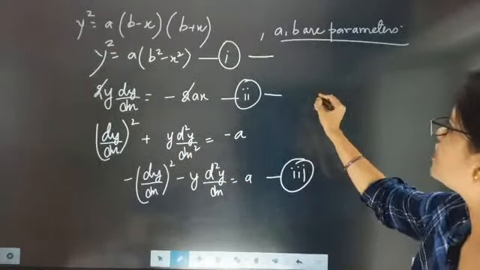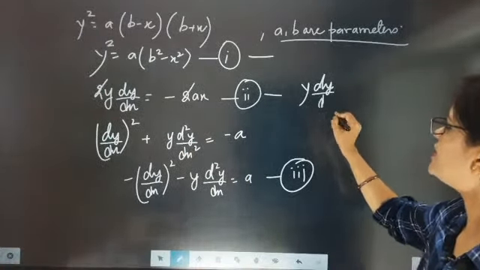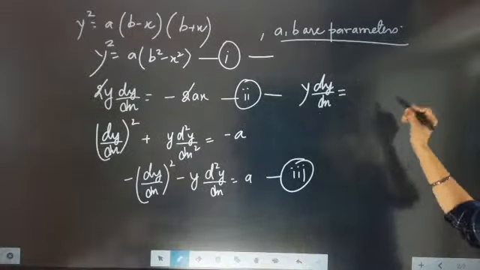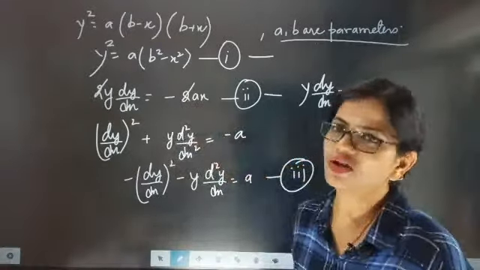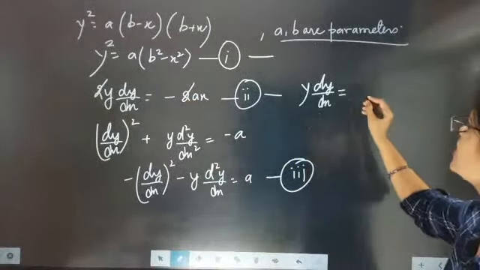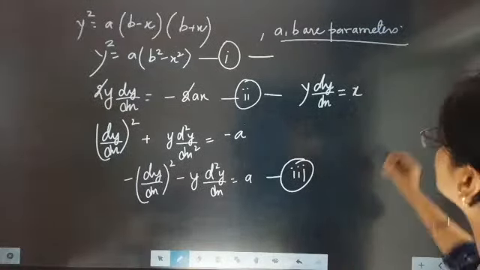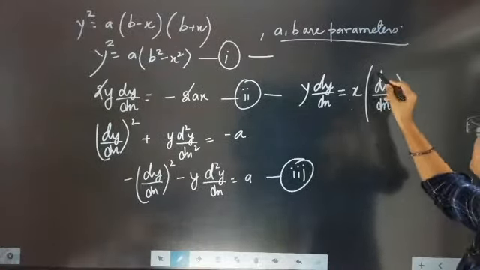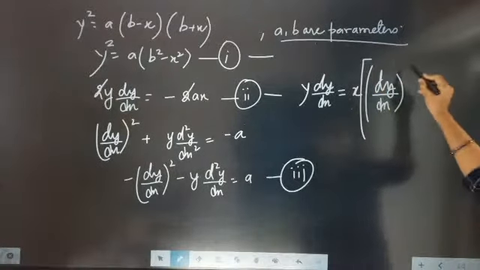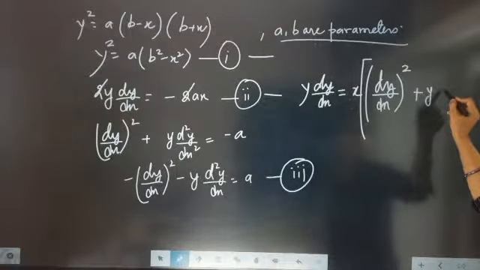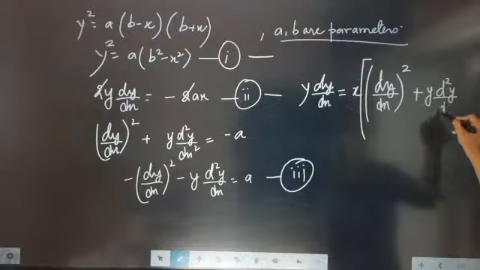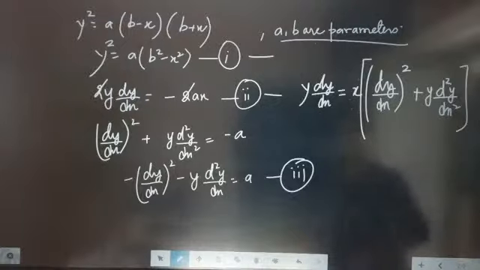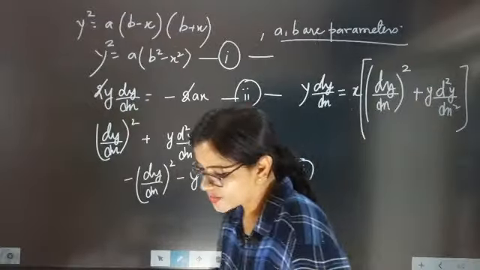So it is going to come as y dy by dx equal to x, because minus a is already there and minus minus gets cancelled, times (dy by dx) whole square plus y d2y by dx square. Story over. That's it, this will be the equation.